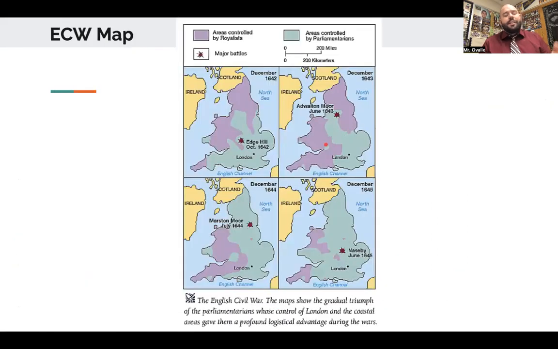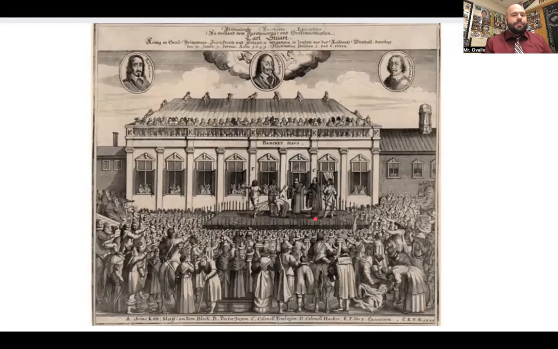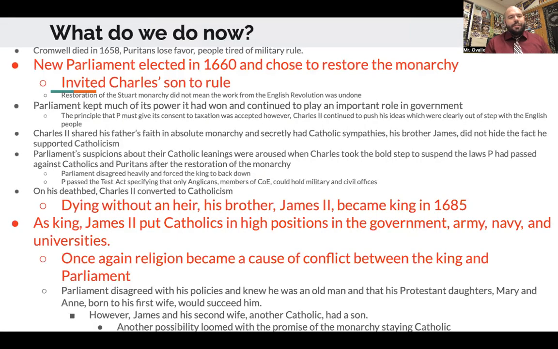All right, so this is an English Civil War map. You got the Cavaliers, the Royalists, versus the Parliamentarians. It's blue versus purple. So in the end, it was fought for about a three-year battle. This is Oliver Cromwell. And this is the execution of the King, Charles. So what do we do now?